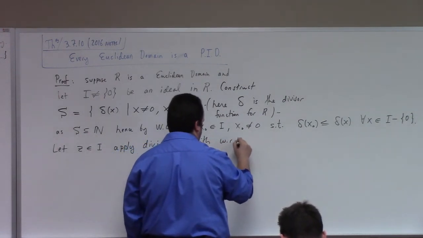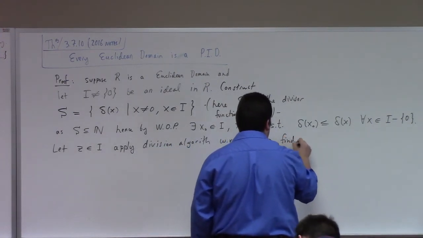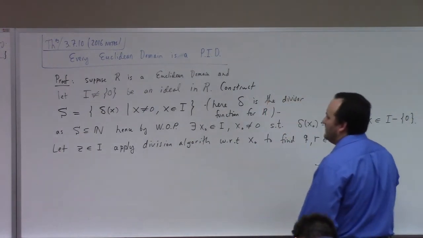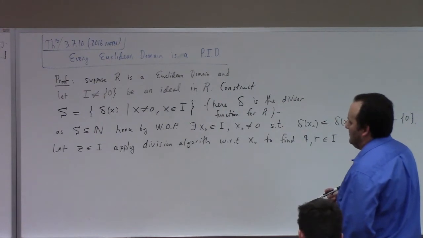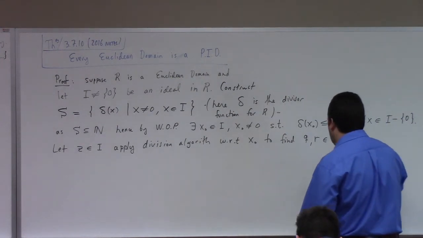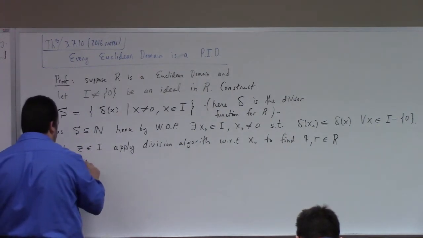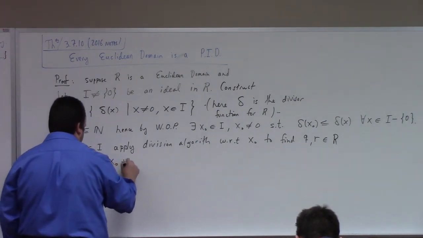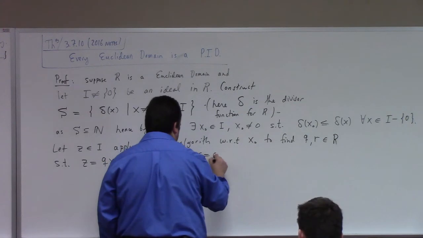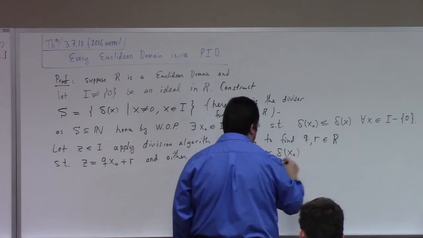With respect to what? x naught, yeah. To find q and r in R, such that what? z is equal to qx naught plus r, and either r is equal to 0, or the divisor function of r is less than the divisor function of x naught, right?